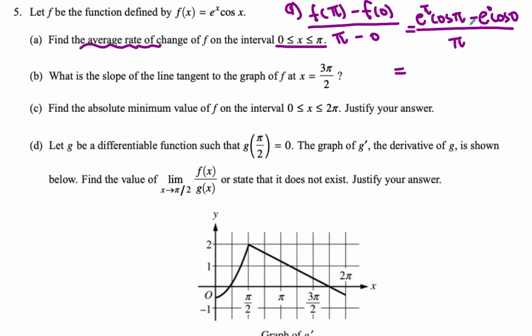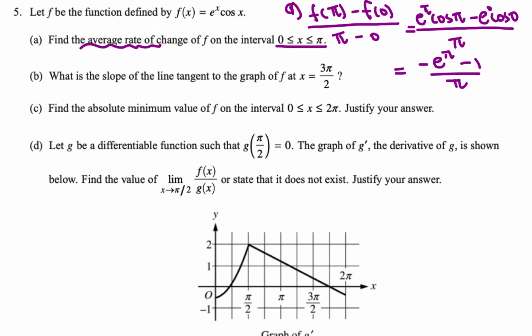Now, what is cosine of pi? That's in fact equal to -1. So the first part of the numerator becomes negative e to the pi. E to the 0 becomes 1, and then cosine of 0 equals 1, so minus 1 over pi. That becomes your average rate of change. All right, let's look at part B.